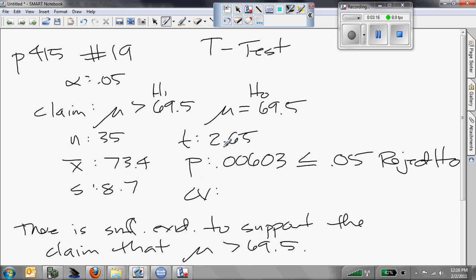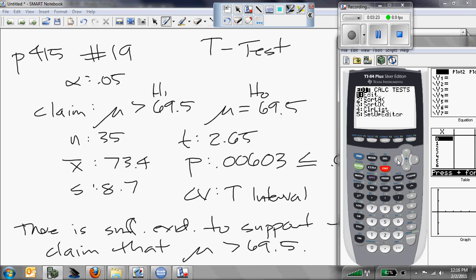And again, to find our critical value for t distributions, we're going to use t interval. So we pull up our calculator, stat, test, t interval, and we're going to enter 0 for the sample mean. And when you're trying to find the critical value for a t distribution, you use 0 for the sample mean. For the sample standard deviation, the square root of the sample size, square root of 35. The sample is 35, and now our critical value is in the right tail.